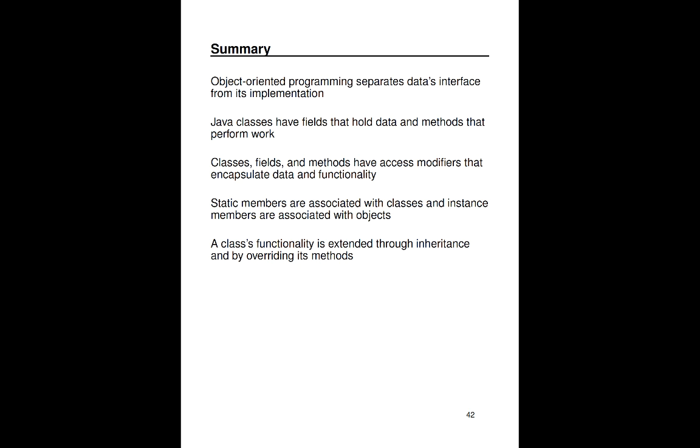In Java, static members are associated with the class itself, and all instances of that class share the same value of the static members. And then there are also instance members that are associated with objects, with individual instances of the class. And finally, in object-oriented programming with Java, the functionality of a class can be extended through inheritance by having one class subclass another, and then also by having a subclass override the methods inherited from its superclass.